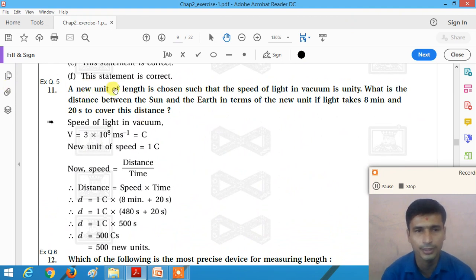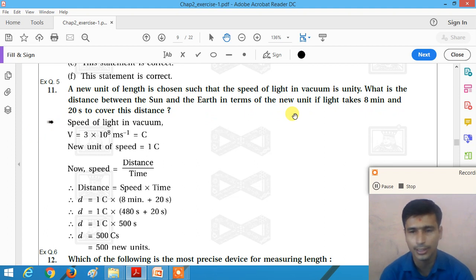a new unit of the length is chosen such that the speed of the light in a vacuum is unity. The speed of the light in a vacuum is unity, that means 1. What is the distance between the sun and earth in terms of the new unit of light? Light takes 8 minutes and 20 seconds to cover this distance, right?